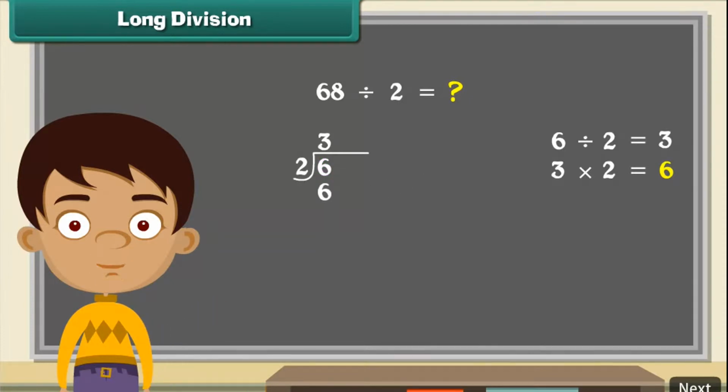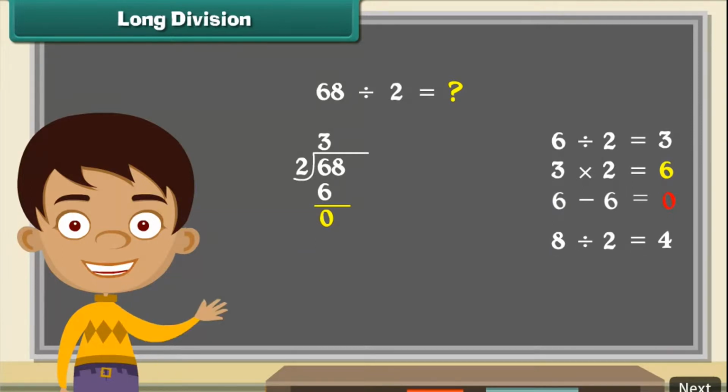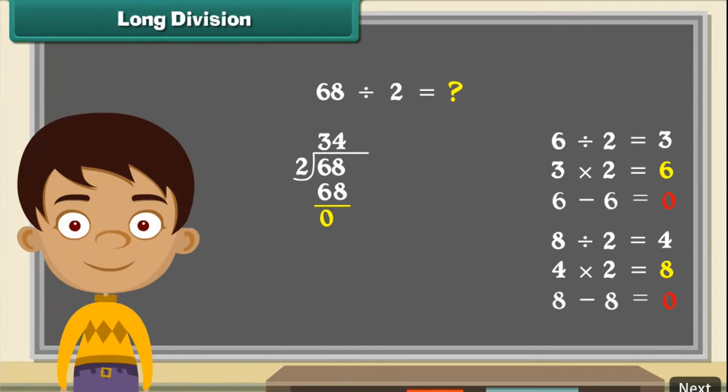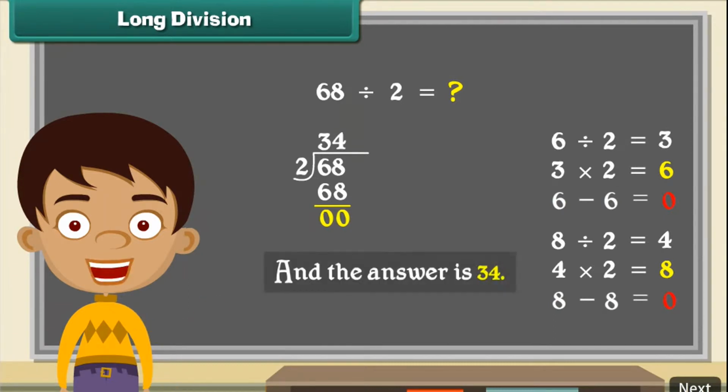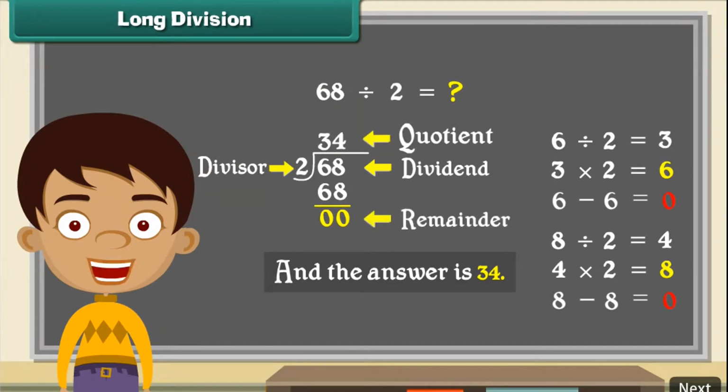Now we do subtraction, that is, 6 minus 6 is equal to 0. We carry down the second number. Now we will divide 8 by 2. 8 divided by 2 is 4, so we put that 4 right above the 8. Multiply the 4 and the 2 and put the answer right under the 8. Do the subtraction. That is, 8 minus 8 is equal to 0. We ended with a 0 at the bottom, and the answer is 34. Here 68 is the dividend, 2 is the divisor. 34 is the quotient, and the remainder is 0.